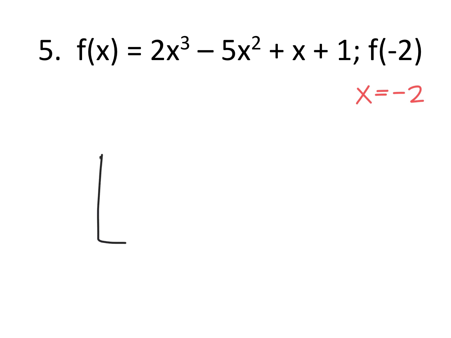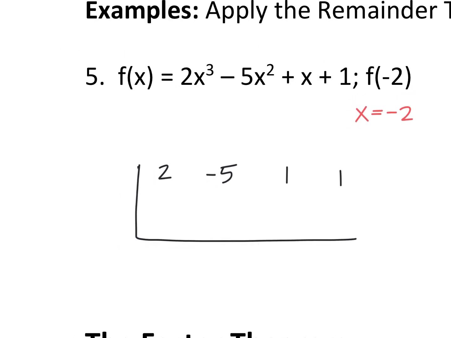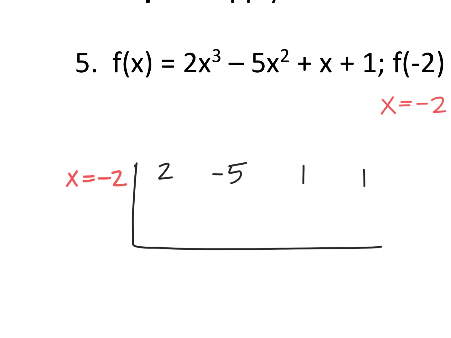So you draw your little thing here. I don't have a lot of room, so I'm not going to write this out again, but I don't think we're missing any terms. X to the third, x squared, x, and constant. So 2, negative 5, 1, and 1. And I put that negative 2 on the outside. I'm not changing signs because it told me what the x is, okay? Go ahead and do your synthetic division, please. I'm not going to do it for you. I want to see if you can do it yourself.